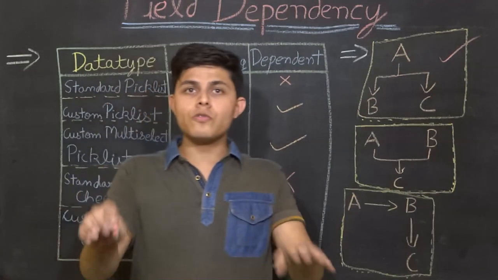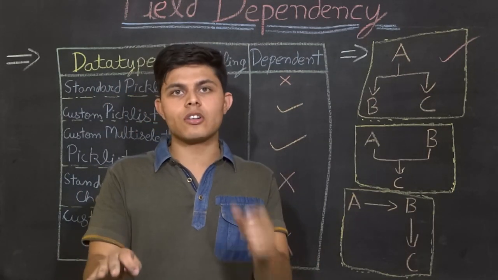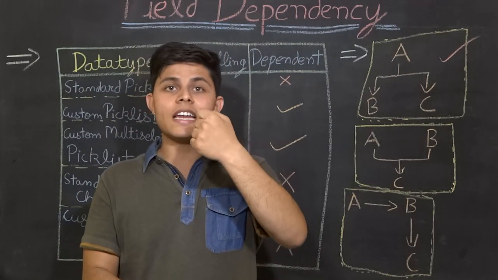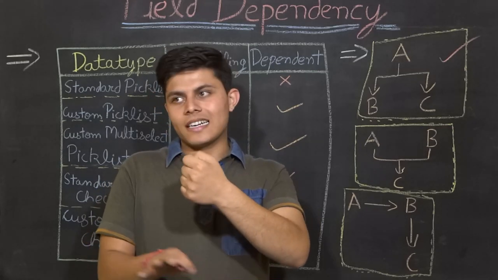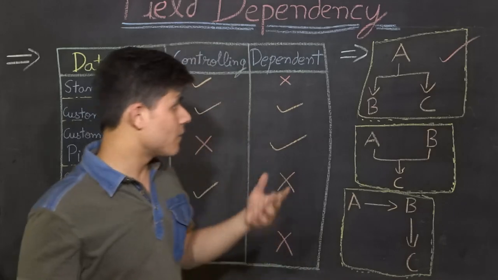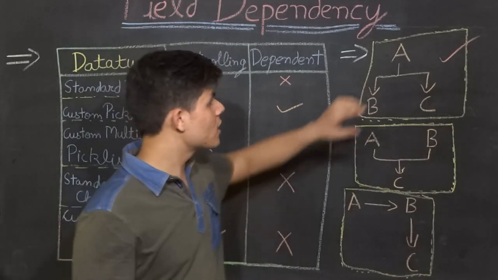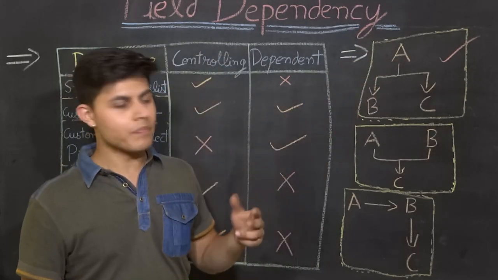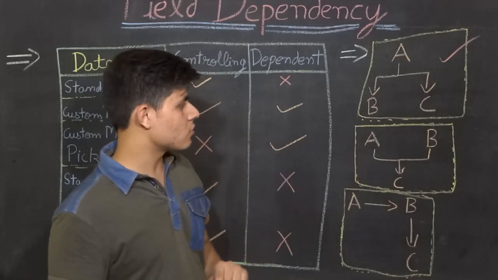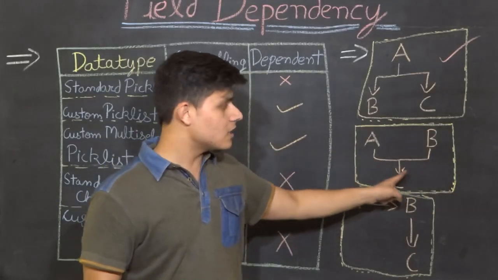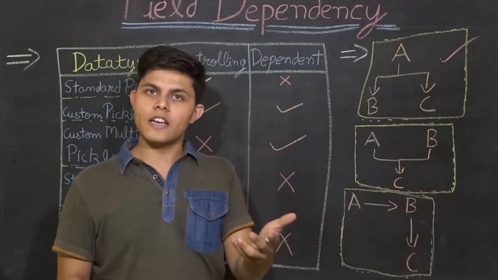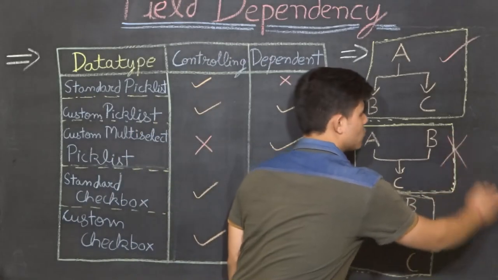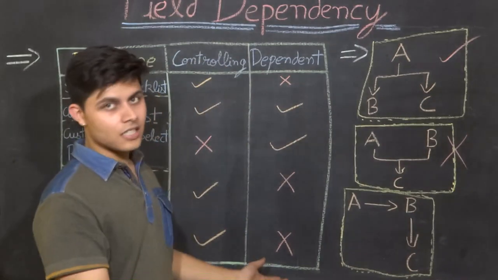We can control two pick list fields based on a single controlling field. Like we can have a field controlling for two dependent fields. So we can create two field dependencies in which A field will be controlling for both of them. And then comes the next situation. Can a single field be controlled by two fields? Like, can there be two controlling fields? Absolutely not. This is not allowed in Salesforce.